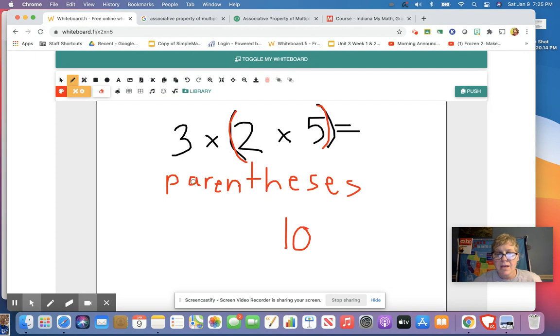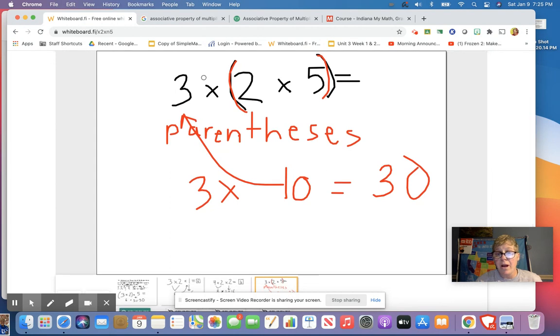Okay, so I'm going to do 2 times 5 first this time, and 2 times 5 is 10. And then I'm going to do 10 times 3, which is, boom, 30.